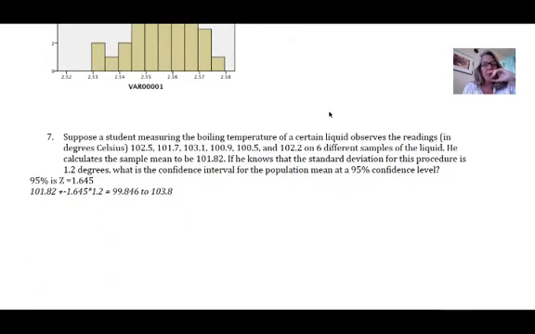Okay, so the last one then is I want you to think about confidence intervals, because confidence intervals actually relate a whole bunch to quality. So what we're going to do here is it says, suppose a student measuring a boiling temperature of a certain liquid observes the readings on 6 different liquids, and he calculates the mean to be this and standard deviation to be that. What is the confidence interval of the population mean at 95% confidence?